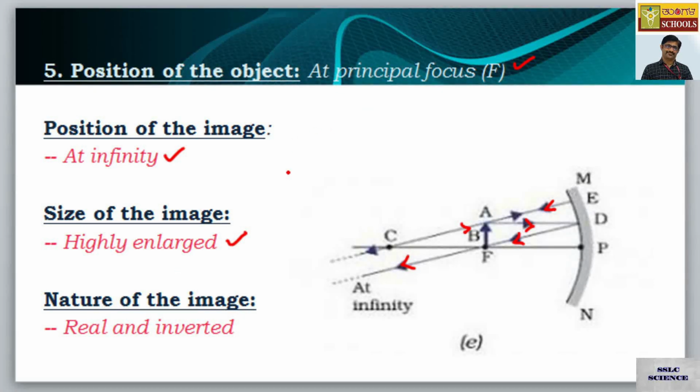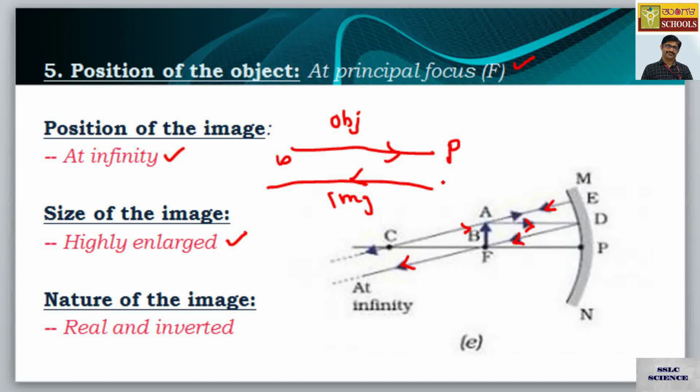Whenever you follow a simple trick here also. The object is coming from infinity to the pole of the mirror. This is the object direction. Image is exactly opposite to that. Again, the image is moving from the pole of the mirror to infinity. Please keep this technique in your mind. By that you can place the object in perfection. Okay.